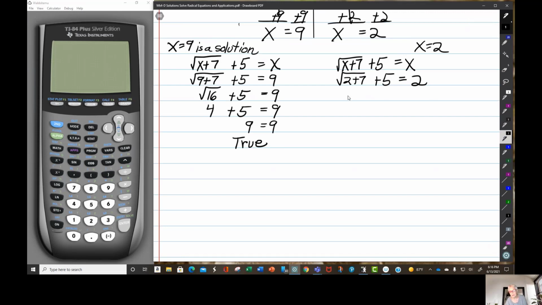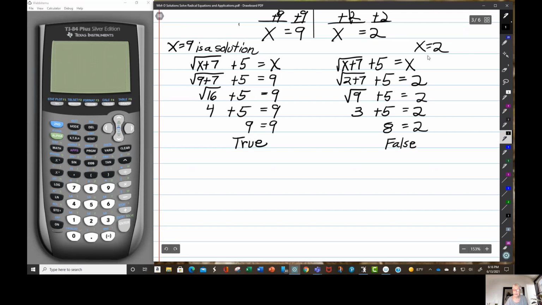Now let's come over here and try the 2. The square root of 9 plus 5 equals 2. Square root of 9 is 3. 3 plus 5 equals 2. 8 equals 2. No, it doesn't. That's false. And that means x equals 2 is extraneous.